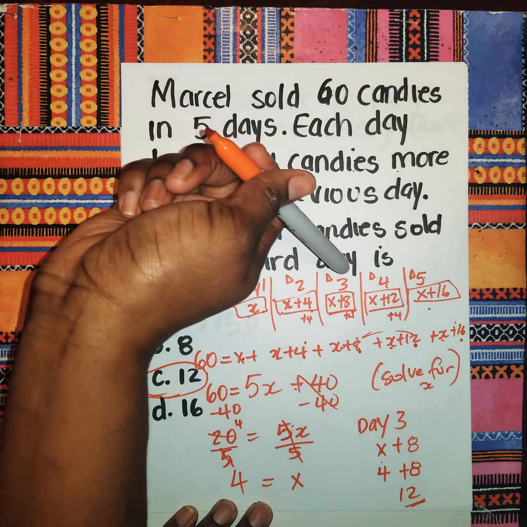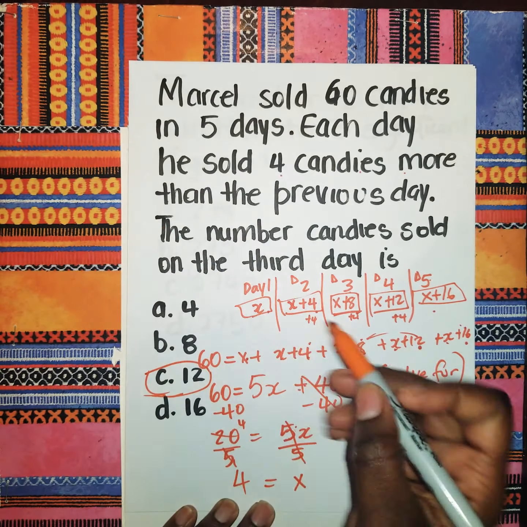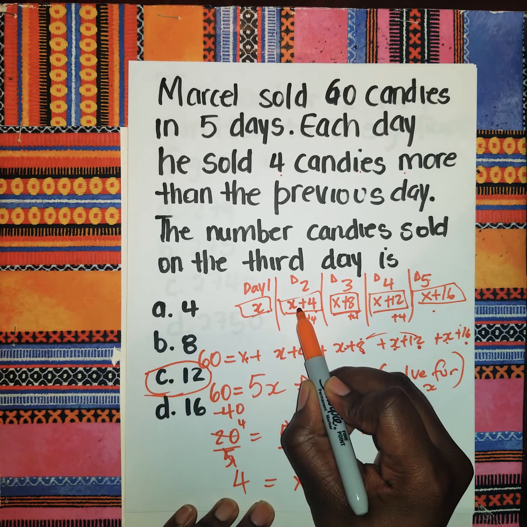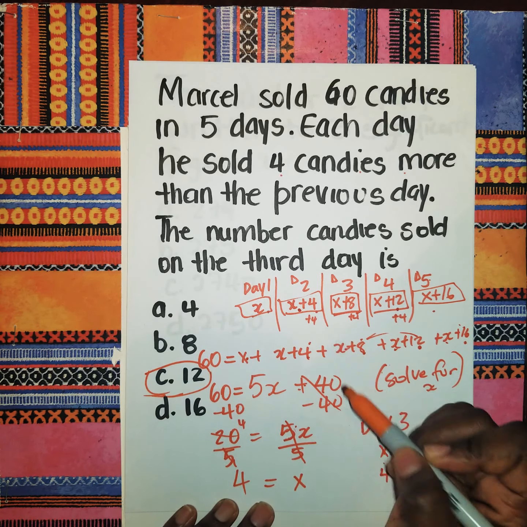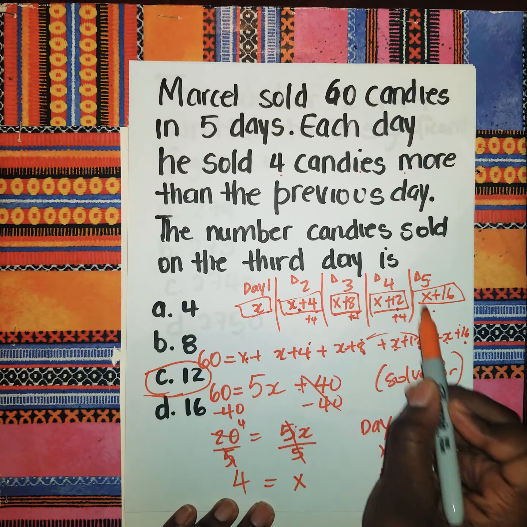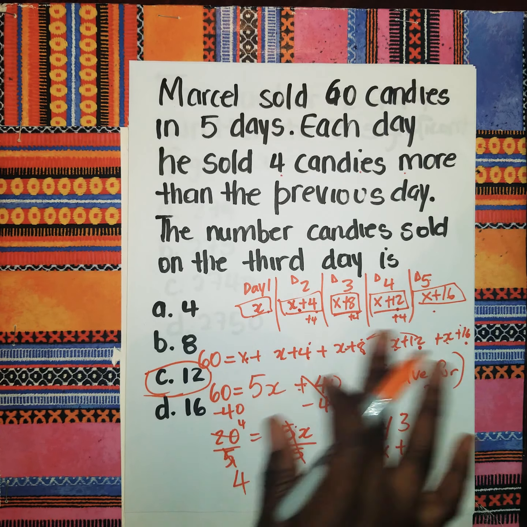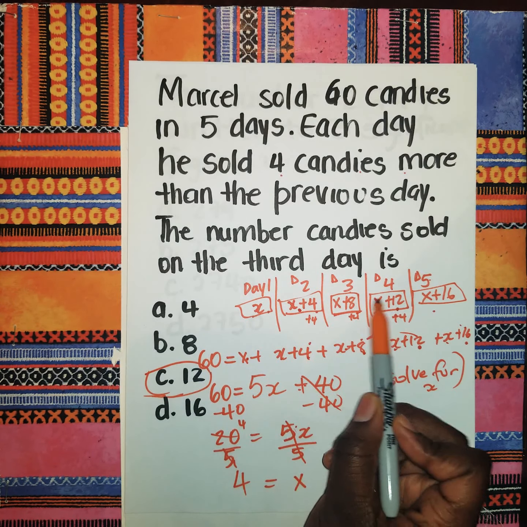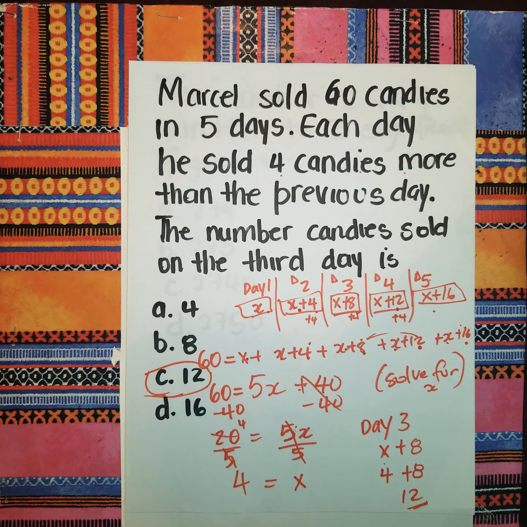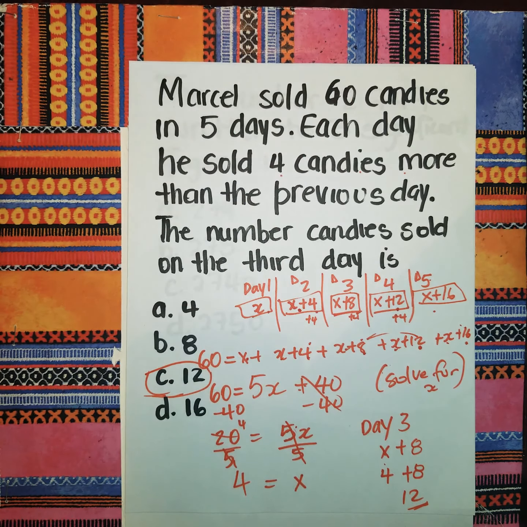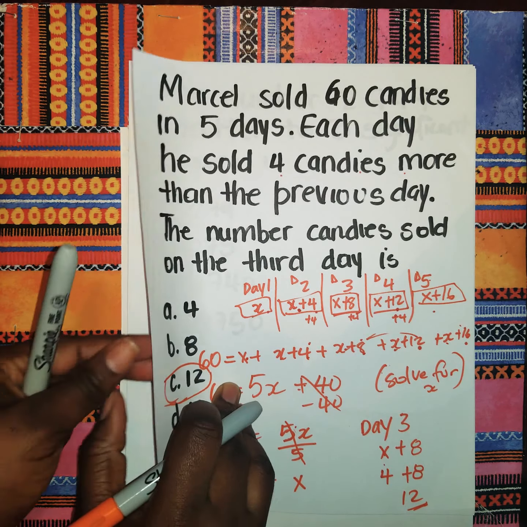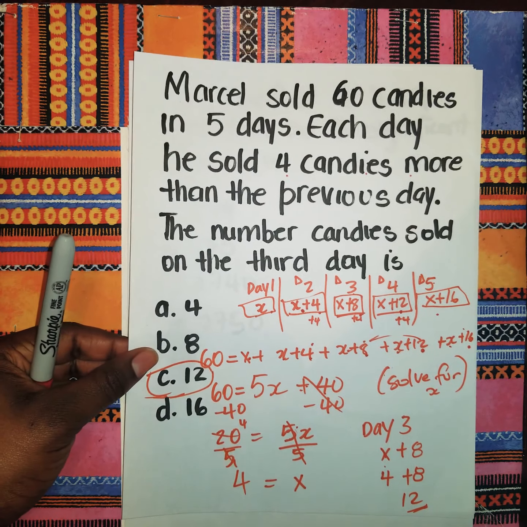So if they wanted day 2 and day 4, you basically use this expression plus this one, and you replace x with 4, and you add them. So from the table I gave you up here, you should be able to answer any question they ask you from this. Remembering that at the end of the 5 days, the person sold 60 candies in all. So let's move on to the next question.